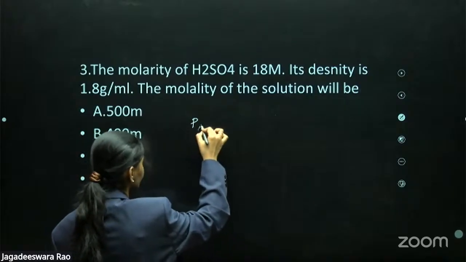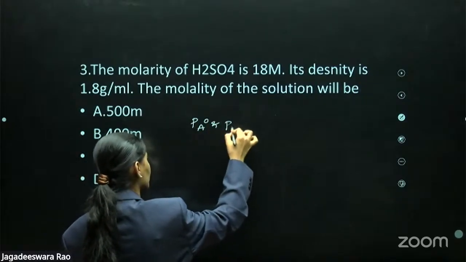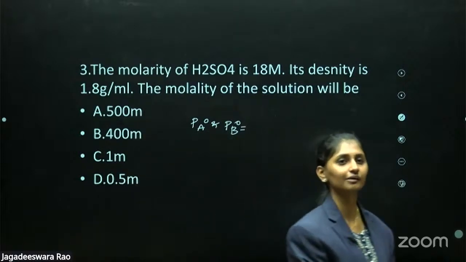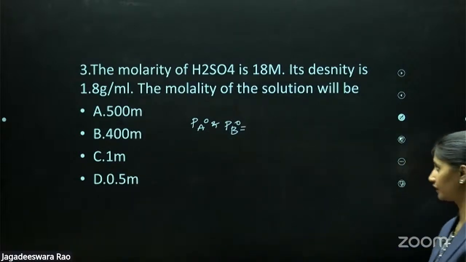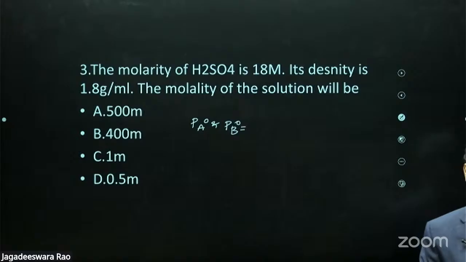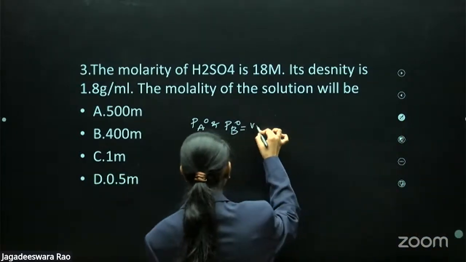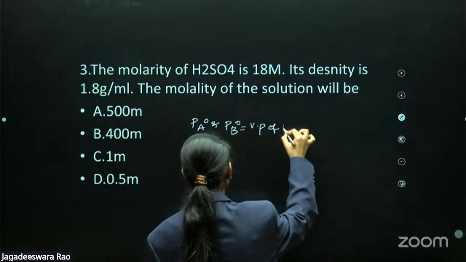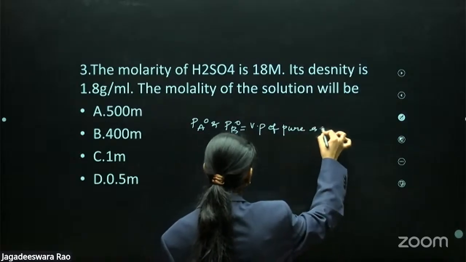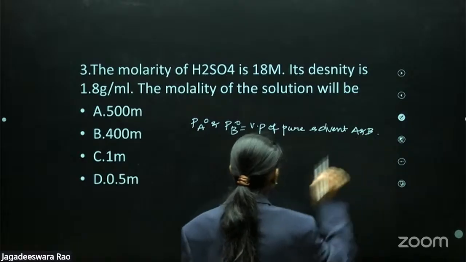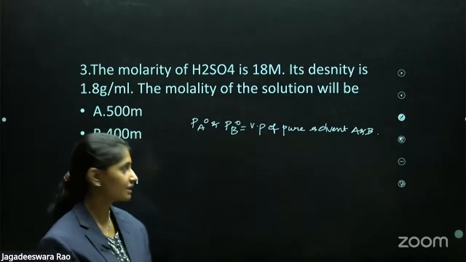PA naught and PB naught are the pure solvent vapor pressures. That means when you consider any two solvents, their vapor pressures will be PA naught and PB naught. PA naught and PB naught will be the vapor pressure of pure solvents A and B. That we call vapor pressure.